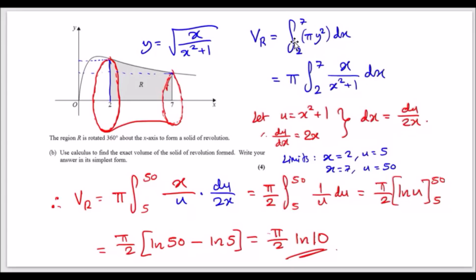When we say the volume of R, you integrate from the 2 limits to 7, and we use pi r squared, or pi y squared. So you can see that the radius dips as you integrate. That's literally the theory behind it. Now all you do is integrate. Replace y with root x over x squared plus 1. Because you've got y squared, you can just square this and keep the inside part.